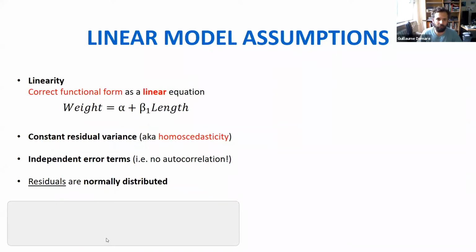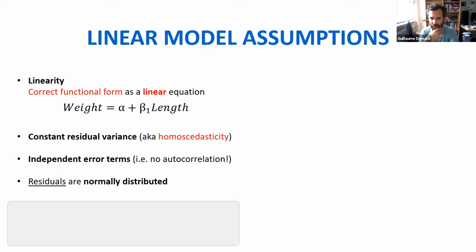Of course, linear models have assumptions which are different from the ones we saw before. The first assumption is linearity. We still have half an hour left. The first assumption is that it should be a linear equation.